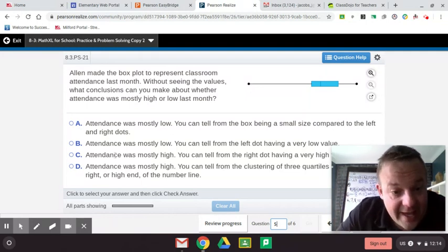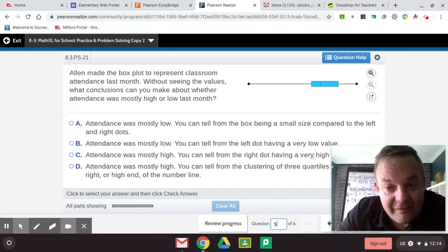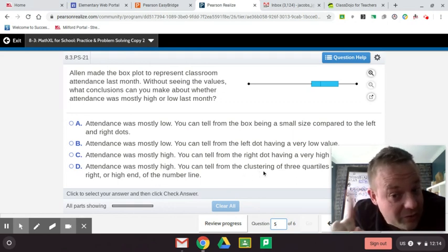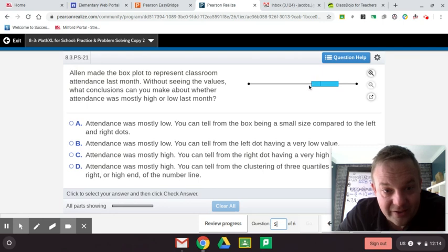We don't know. The attendance was mostly high. You can tell from the right dot having a very high value. Okay, no, not quite. The attendance was mostly high. You can tell from the clustering keyword of 3 quartiles to the right at the high end. And yes, that is true because look, it clusters from here to here. That's 75% of the data. 75% of the kids scored here in attendance.